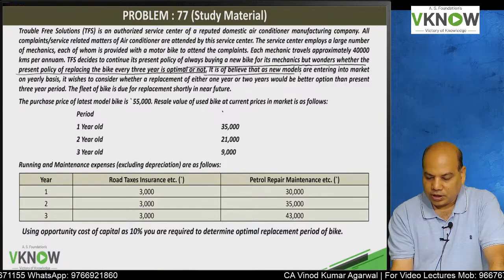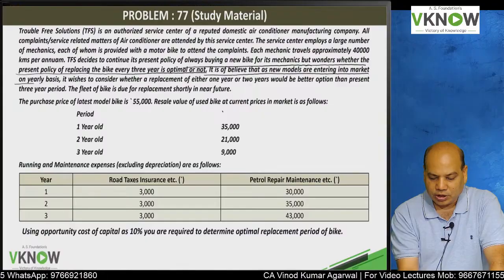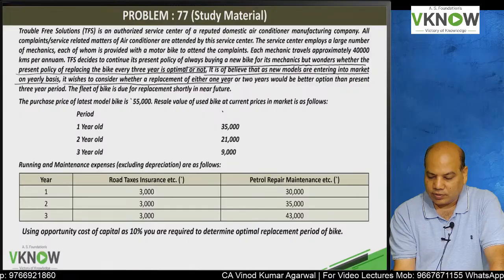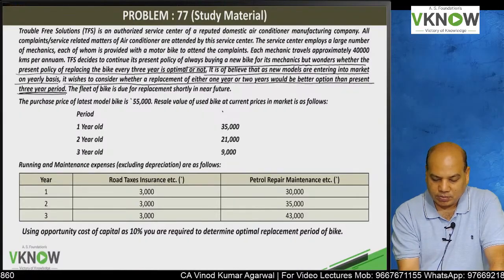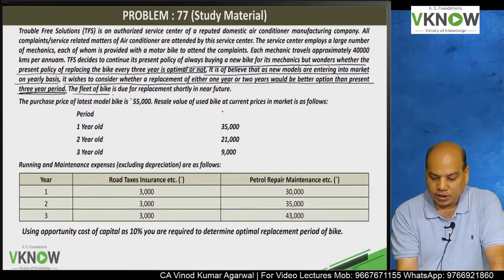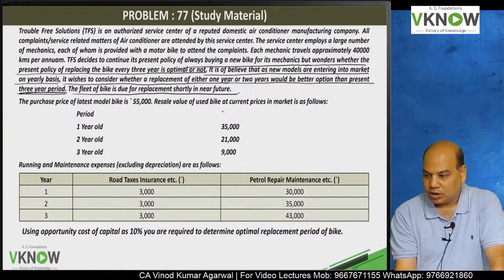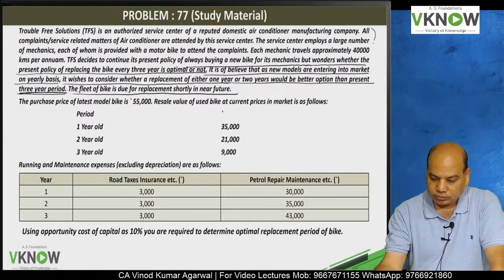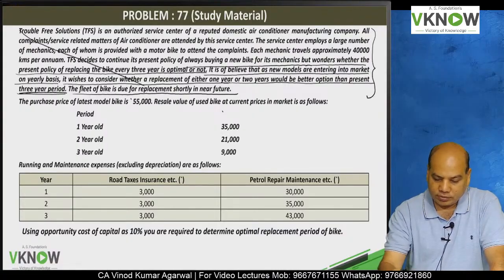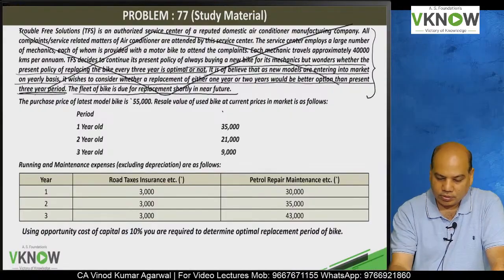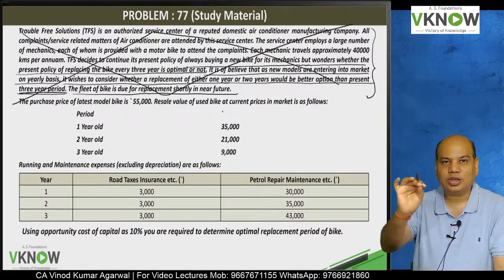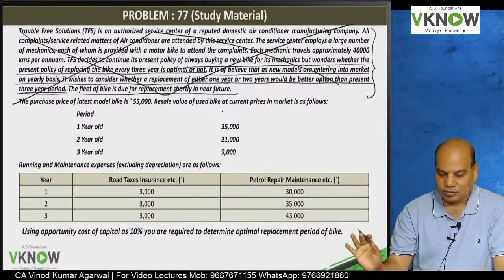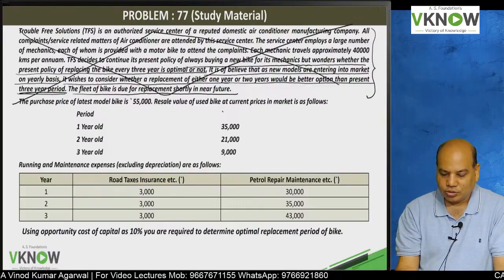TFS decides to continue its present policy of always buying a new bike for its mechanics, but wonders whether the present policy of replacing the bike every 3 years is optimal or not. It believes that as new models enter the market yearly, it wishes to consider whether replacement after either 1 year or 2 years would be better than the present 3-year period. The fleet of bikes is due for replacement shortly. This whole big paragraph is useless for solving the problem. They could have simply written calculate optimum replacement cycle, but they have created a long story behind it.